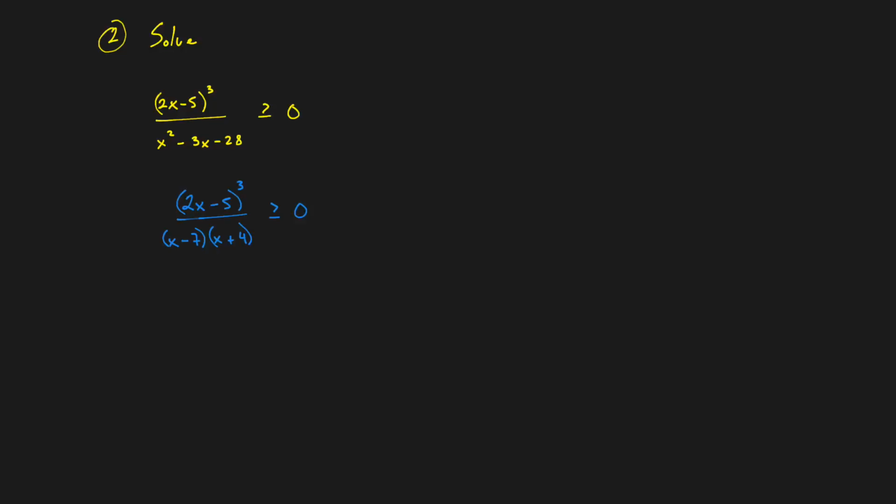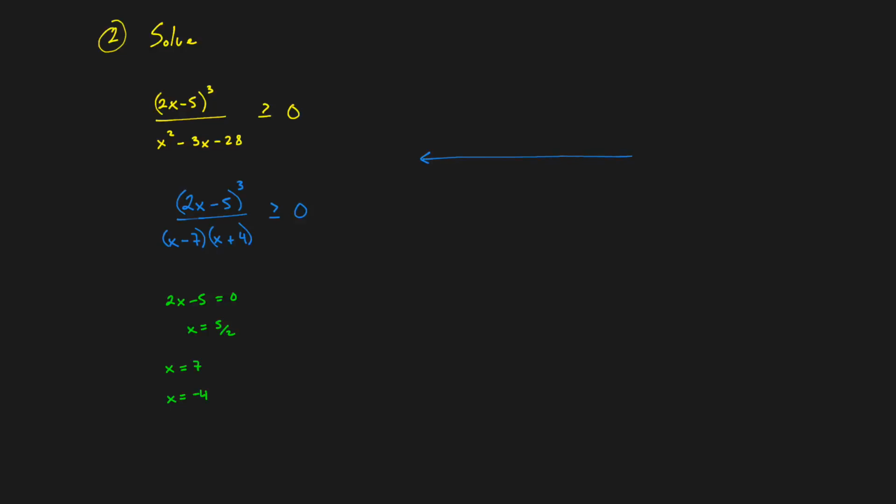So the first part is, I'm going to say 2x minus 5 is going to be equal to 0, solve for x, and that's going to be equal to 5 halves. Okay, and then x is going to be equal to 7, and x is going to be equal to negative 4, and those are the easy ones here and here. So we have 1, 2, 3 values now to put into our number line.